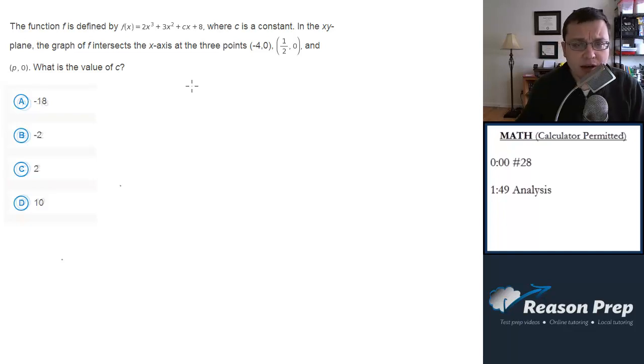The function f is defined by this, where c is a constant. In the xy plane, the graph of f intersects the x-axis at these points. What is the value of c? Bit of a red herring here.